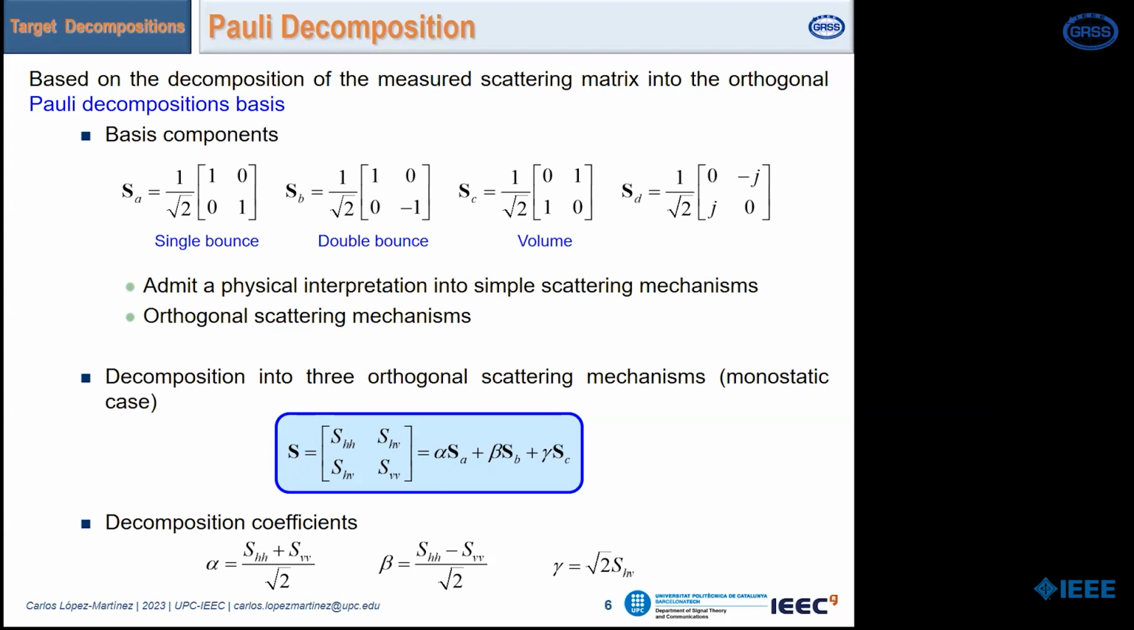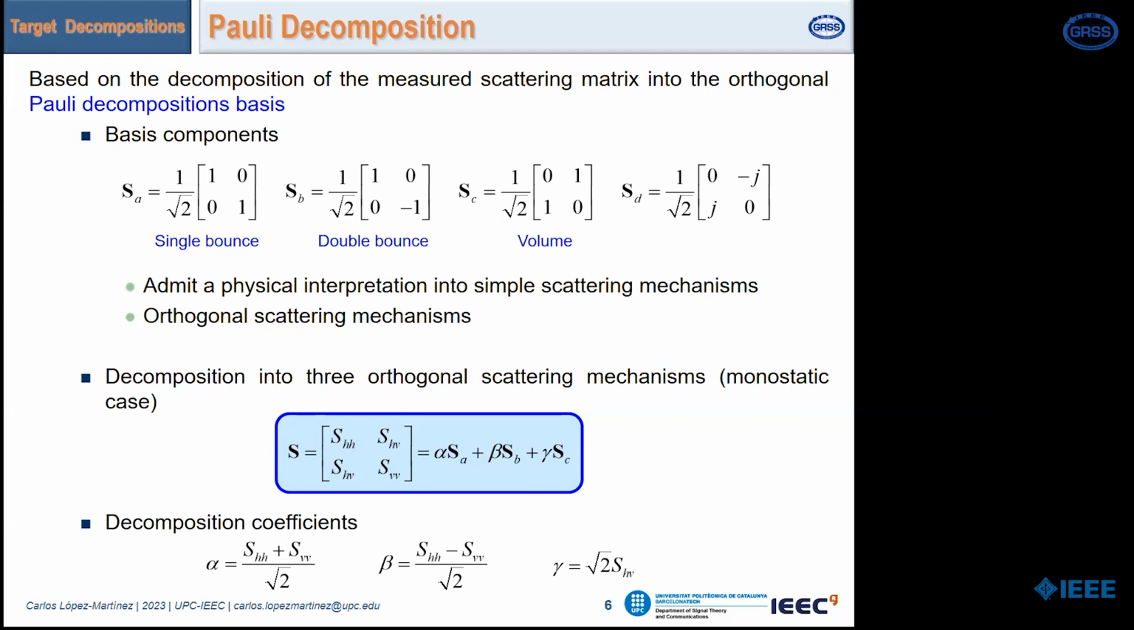So if I'm able to decompose the real scattering matrix I measured in this way, what I obtain is which quantity of single bounces I have, which quantity of double bounces I have, how much volume I have. And this quantity is determined by the weights alpha, beta, and gamma. For the Pauli decomposition, it's super easy to obtain alpha, beta, and gamma, because they are directly HH plus VV, HH minus VV, HV.